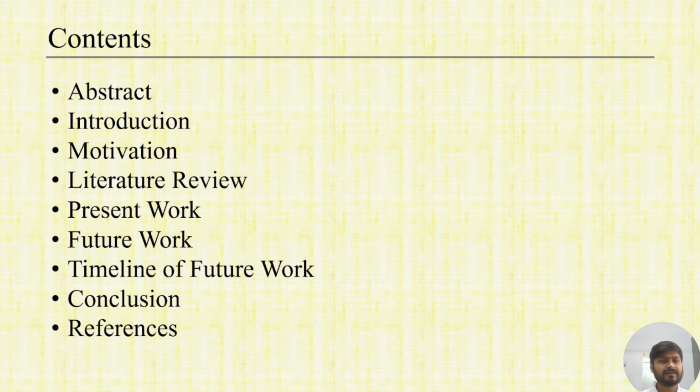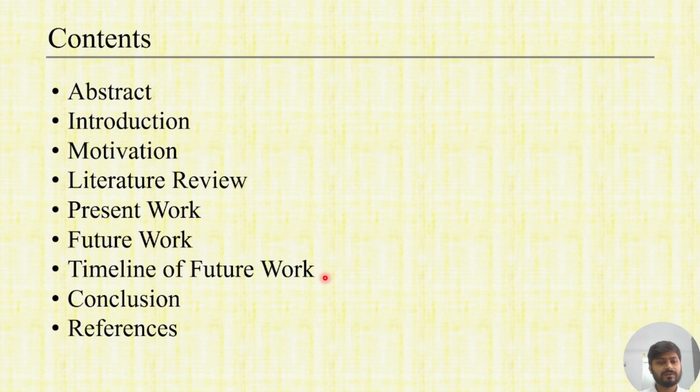On the second page you have to basically tabulate your content. So in the midterm review you have to tabulate in this form. The first point will be abstract. We'll also talk about what you are going to include in all these sections, so in later slides we are going to discuss that also. So the first point will be abstract, and the second point will be introduction, followed by motivation, literature review, present work, future work, and the timeline of your future work, because you are going to show your future work.